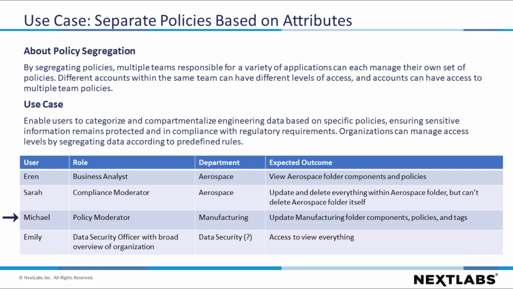Michael, the policy moderator for the manufacturing department, has an account with access to update manufacturing folder components, policies, and tags. Michael's role is to ensure that all manufacturing policies and documentation are up to date. He works closely with the manufacturing team to make necessary changes, update policies, and manage documents and tags for easy retrieval. And finally, Emily, the data security officer with a broad overview of the organization, has an account with access to view everything. This allows her to maintain visibility across all departments and projects without making direct changes. Emily uses her access to monitor the progress of different teams, ensuring that all work aligns with the company's strategic goals.